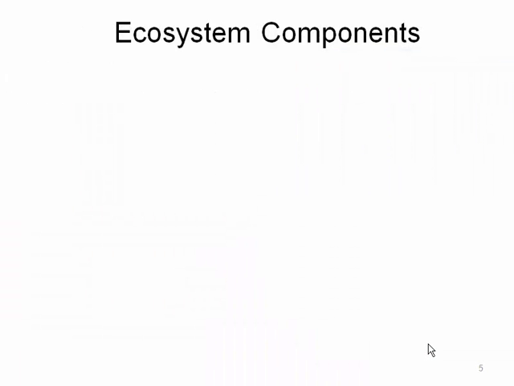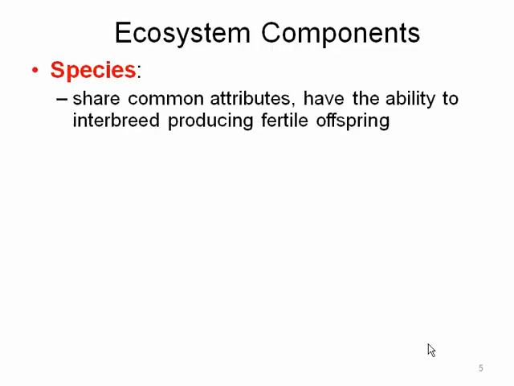Within each of these ecosystems, there are several different components or properties. Species are those individual groups of animals that have common attributes, and more importantly, they have the ability to interbreed and produce fertile offspring. So if two different animals, say for example, were able to mate, but couldn't produce a fertile offspring, then those would be considered individual distinct species.